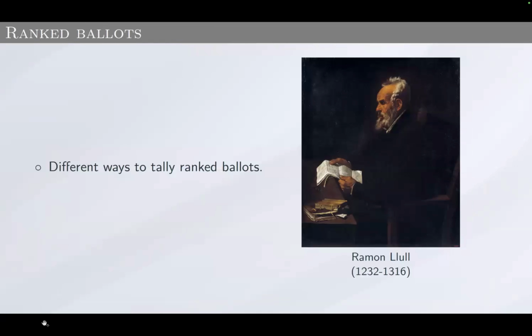Now, the question is, how do you then decide the winner? And there are various ways. Voters rank ballots, and then you can take those ballots and do various things with them. Some of the algorithms for tallying votes go back to the 13th century, although they carry names of people who lived later, but this has been studied and considered for many centuries.